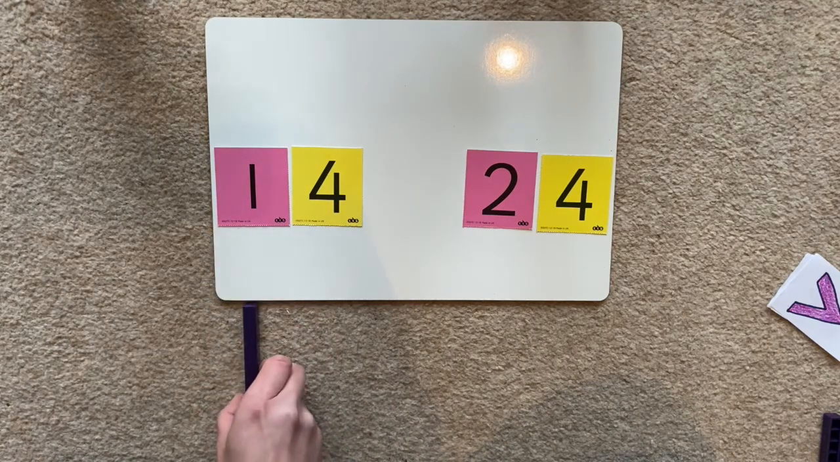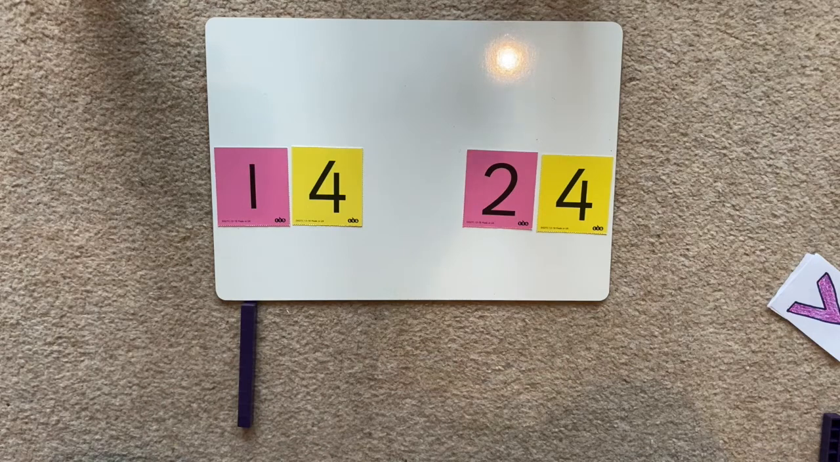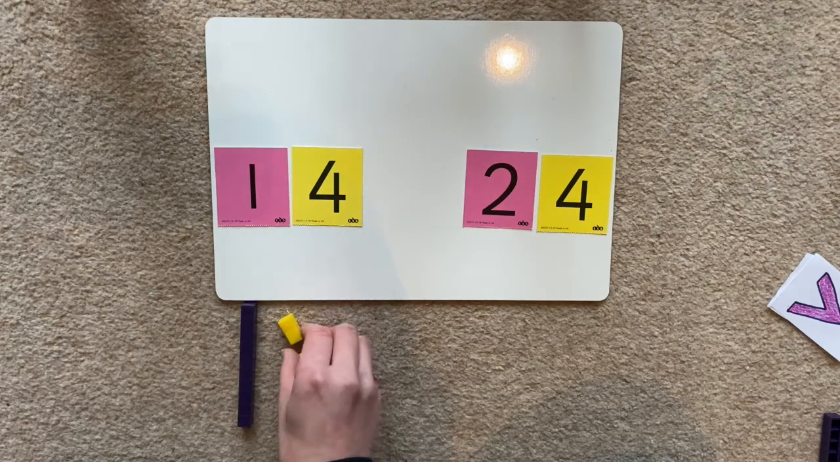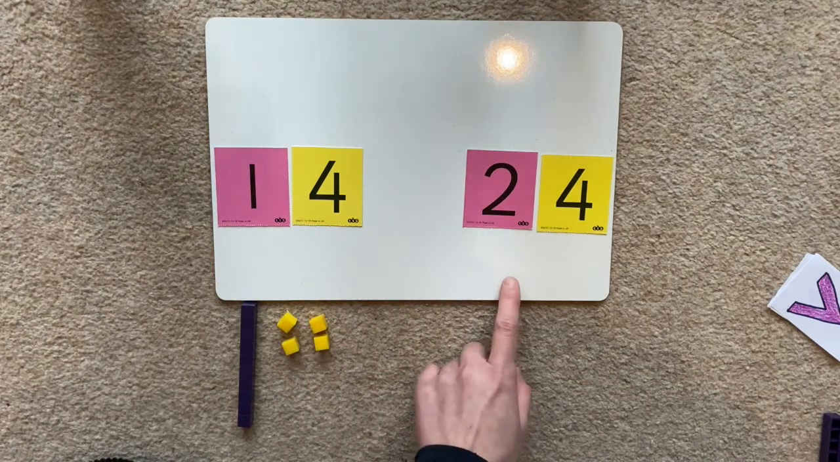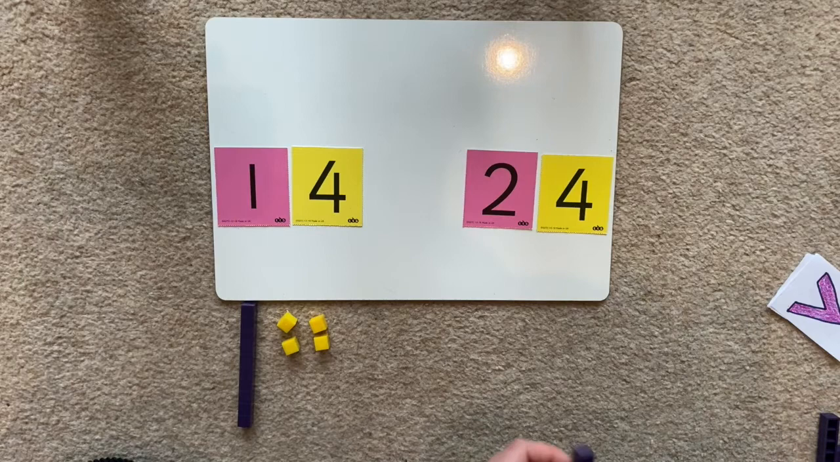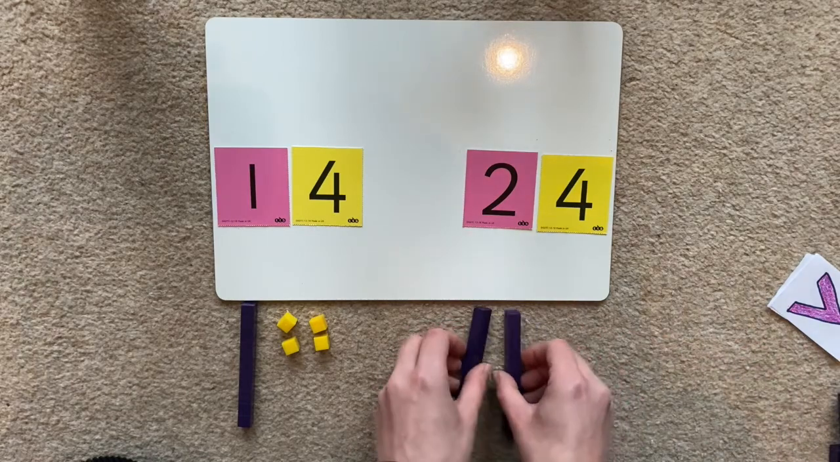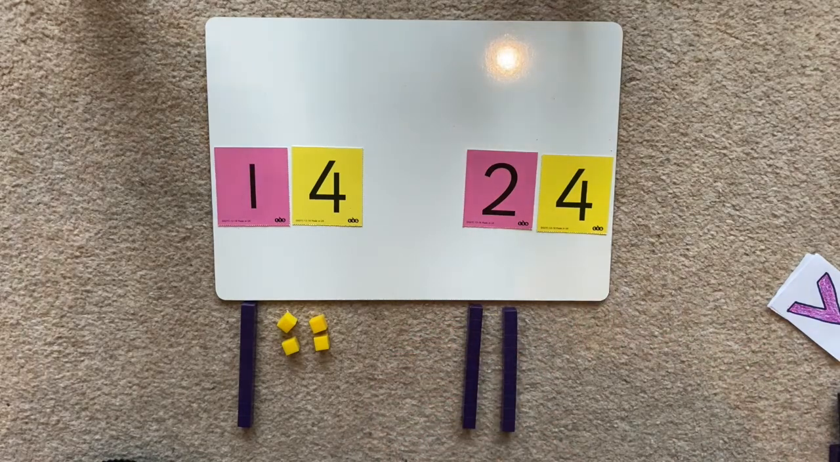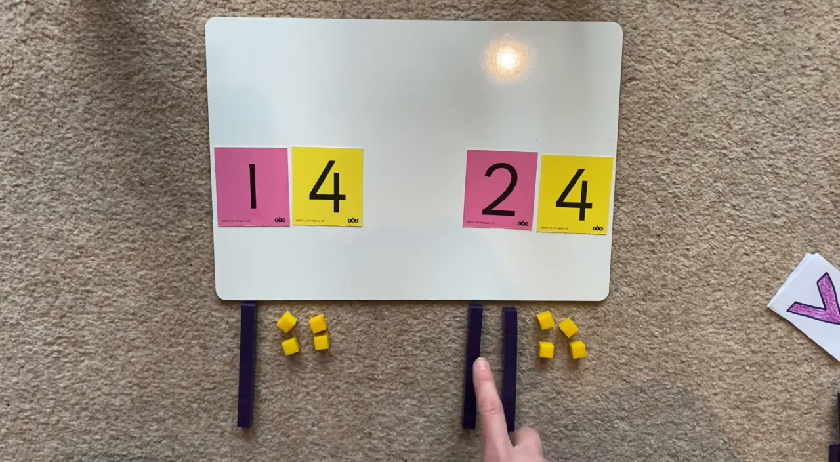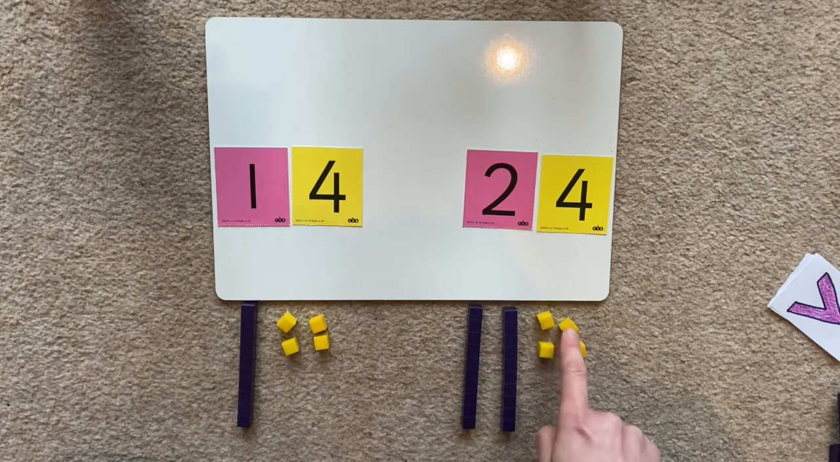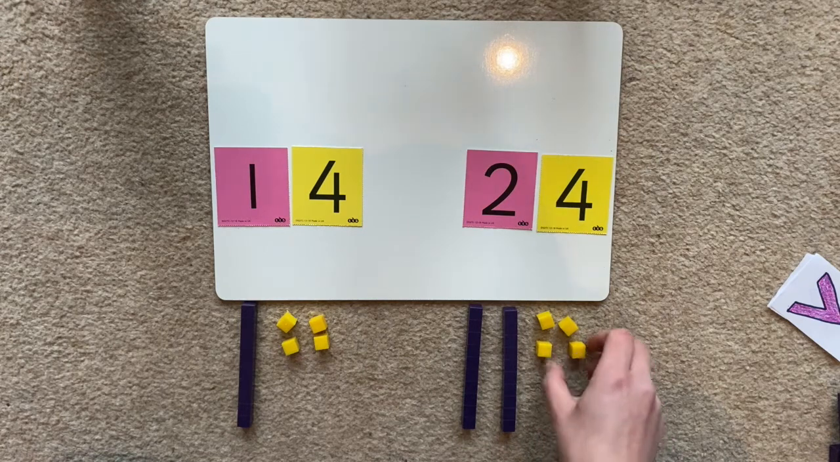14 has 1 ten and 4 ones. 24 has 2 tens and 4 ones. So 10, switch, 11, 12, 13, 14. 10, 20, switch, 21, 22, 23, 24.